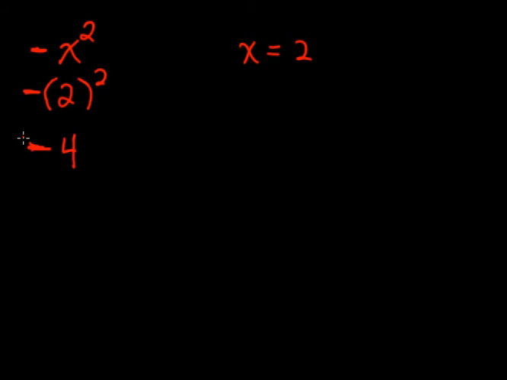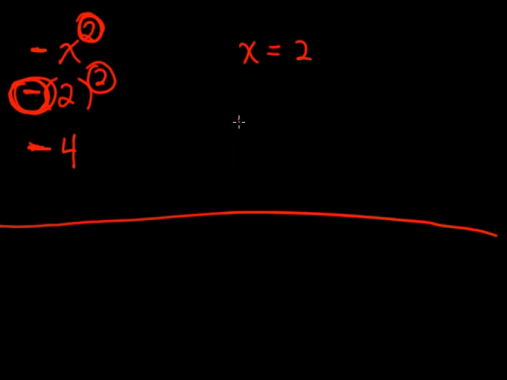The parentheses that we're using when we evaluate replace the variable only. All the other operations and everything around them stay where they were in position. The square is still out here to the parenthesis, and the negative is still out here. And so we have to keep this in mind when we do order of operations. -x squared, when x equals 2, is equal to -4.